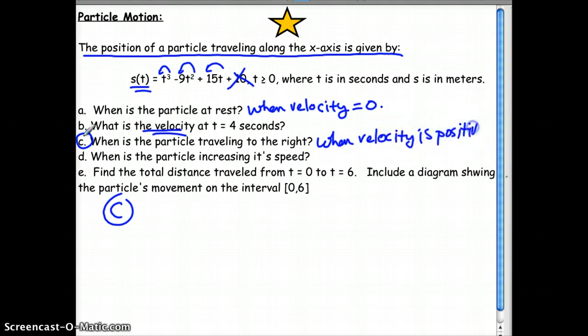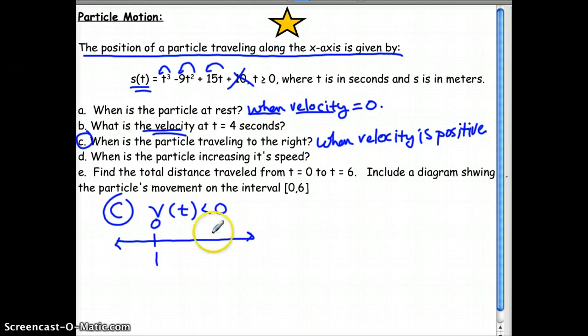And again, if I asked when it was moving to the left, it'd be when the velocity is negative. When is it at rest? When the velocity is 0. So I'm looking for when my velocity is going to be less than 0. And I think the easiest way to do this is to make what I call kind of a velocity timeline. So in our last part of the problem, we figured out that at 1, the velocity was 0. So I'm going to put a 0 there. And at 5 seconds, the velocity was also 0, or the particle was at rest.